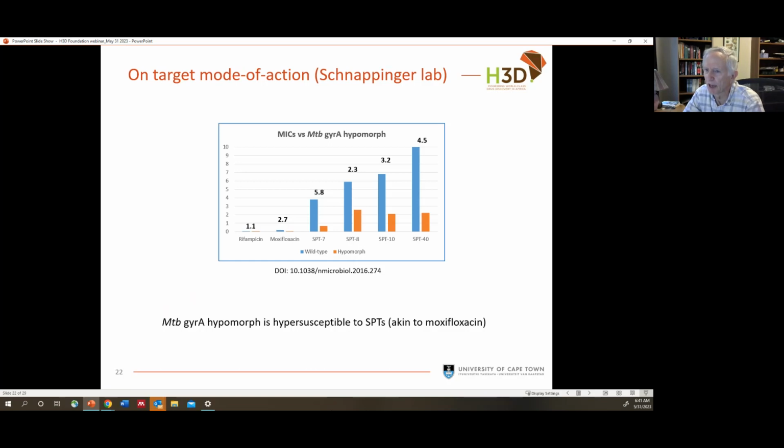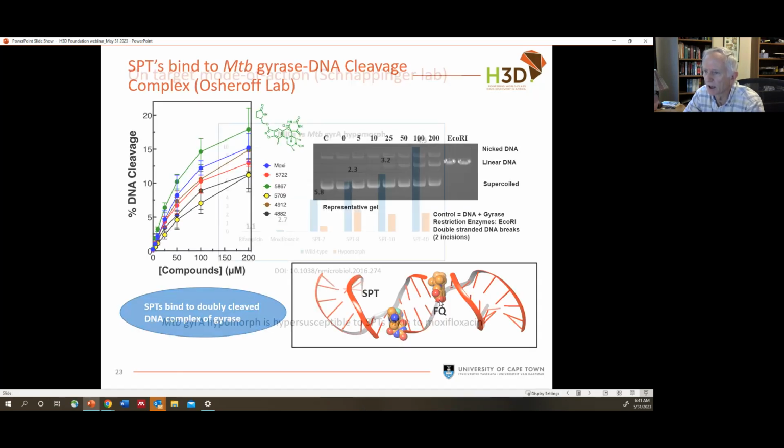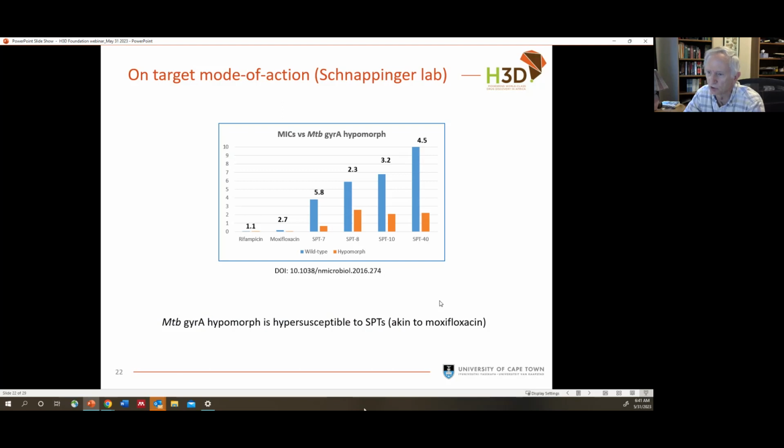The Sassetti lab showed with a hypomorph that they had made of MTB gyrase A, that they operate on target by inhibiting DNA gyrase. So this strain that was developed is hypersensitive to SPTs, as it is hypersensitive to moxifloxacin. So we're pretty confident that the antibacterial activity you're seeing is due to the DNA gyrase inhibition.